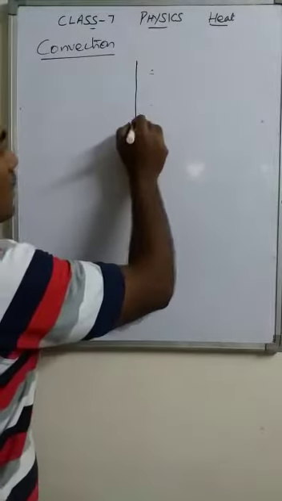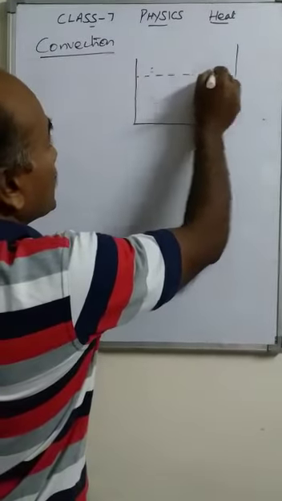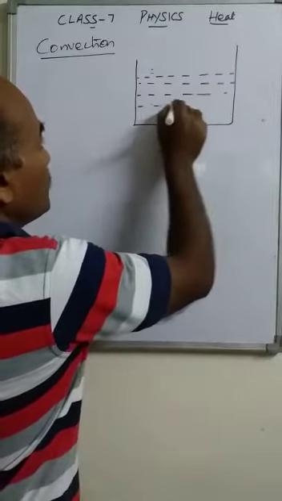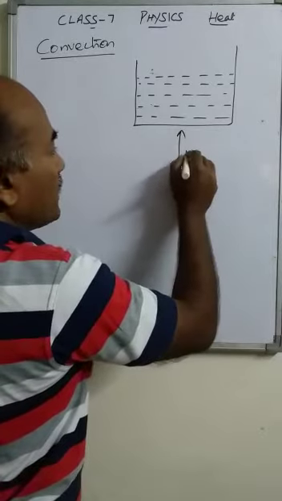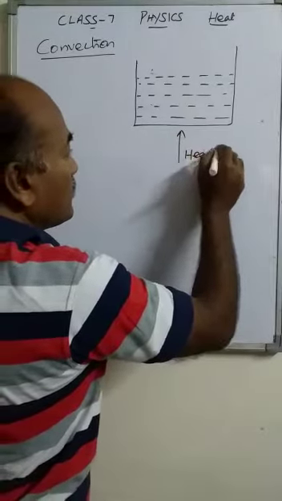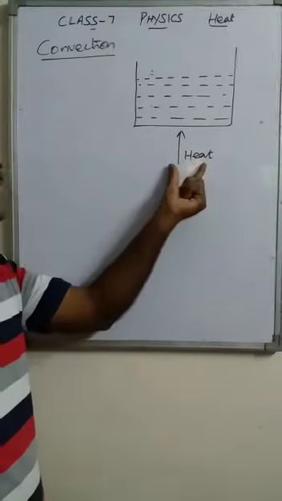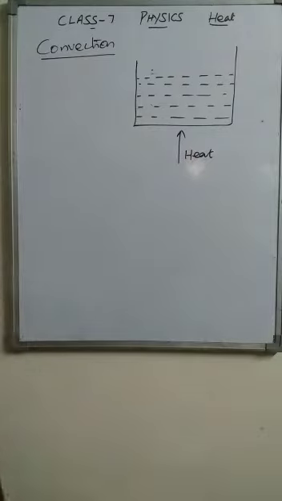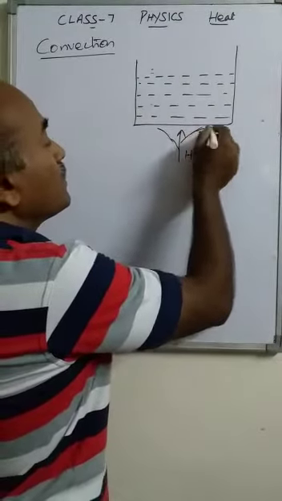We take a container which is filled with water, and we are going to provide heat from the heater. You see, the heat is supplied from the bottom of the container. Suppose this is the burner and the heat is given to this part.